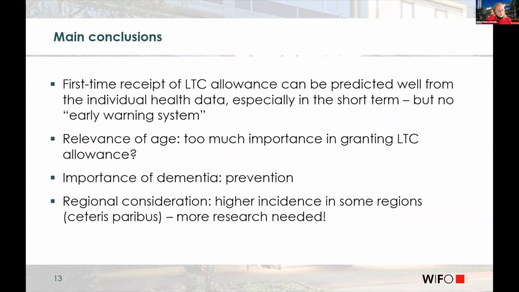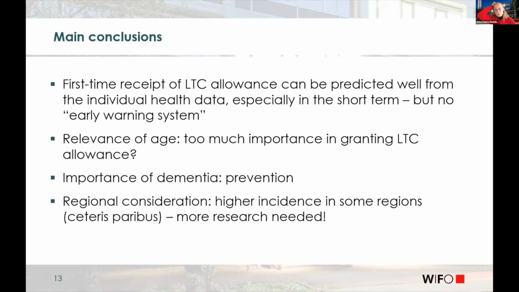Okay, to sum up, the first-time receipt of long-term care allowance can be predicted quite well from individual health data, especially in the short run, but at least with the methods we used, we can't use it as an early warning system. We see that age is of high relevance. So the question is whether age has a big importance here in granting long-term care allowance or in moving to a higher level. On the other hand, you could argue that age probably captures things that we can't see in the data otherwise.